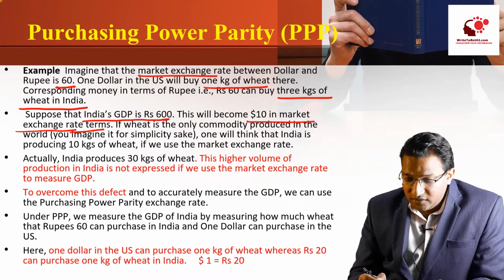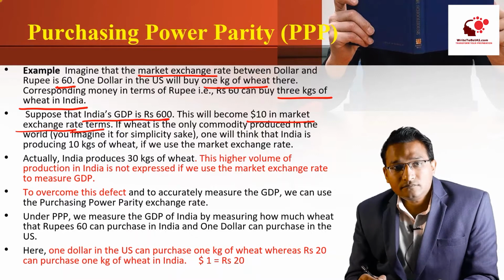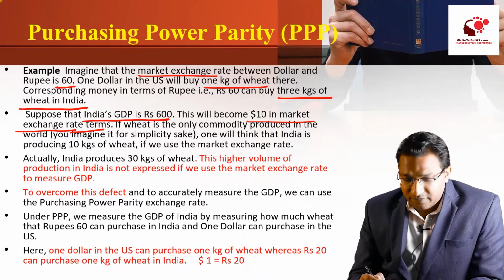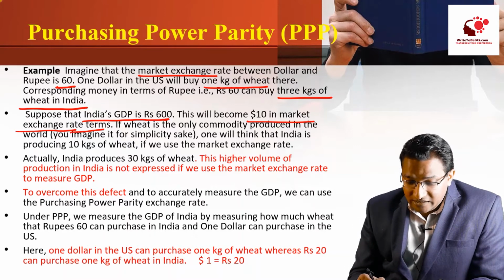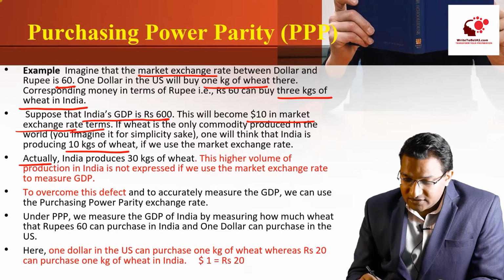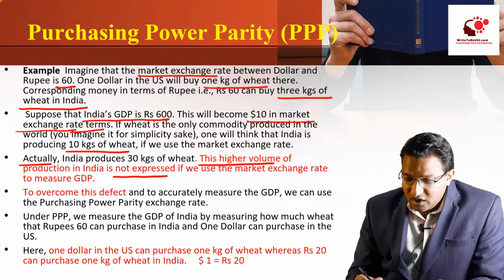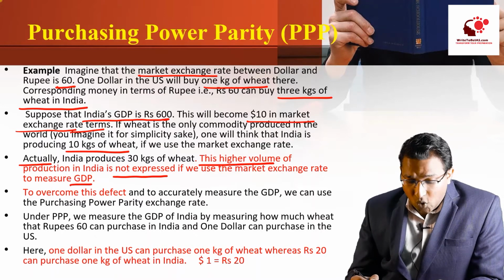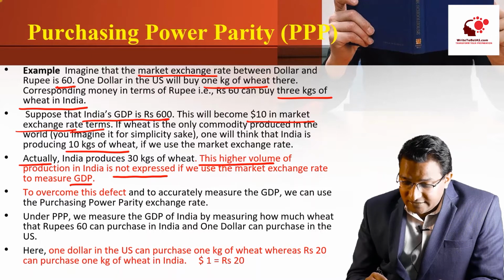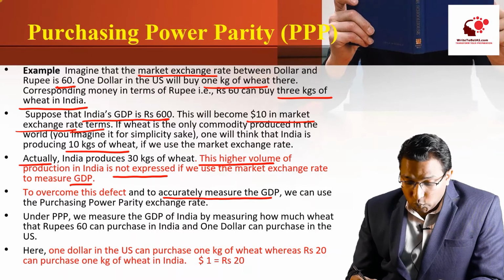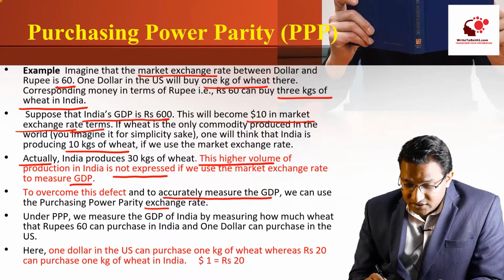If wheat is the only commodity produced in the world, you imagine it for simplicity's sake, one will think that India is producing 10 kg of wheat if we use the market exchange rate. Actually, India produces 30 kilograms of wheat. This higher volume of production in India is not expressed if we use the market exchange rate to measure the GDP. To overcome this defect and to accurately measure the GDP, we can use the purchasing power parity exchange rate.